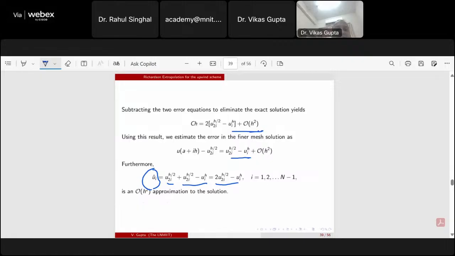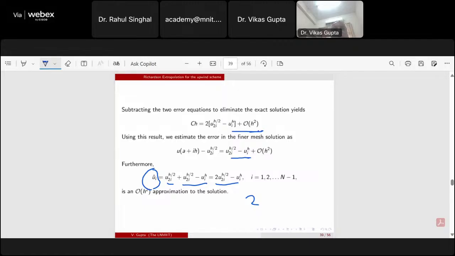So basically, the idea in Richardson extrapolation for the forward finite difference scheme is that we first find the finite difference scheme solution with the mesh width h, then find the finite difference scheme solution with the mesh width h/2, then take the linear combination of them in this way, 2u_{2i}^{h/2} minus u_i^h, and consider it u_i hat. Now this new solution u_i hat will be of second order accurate.